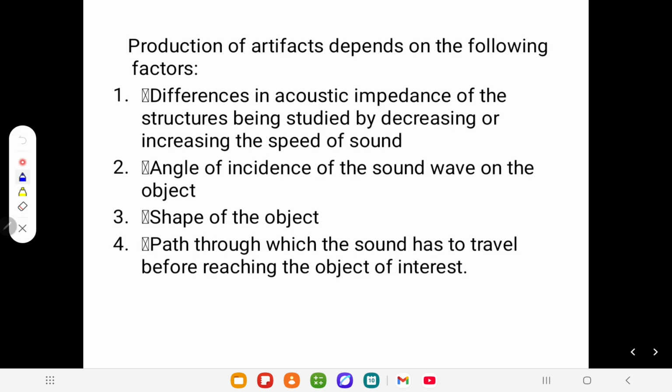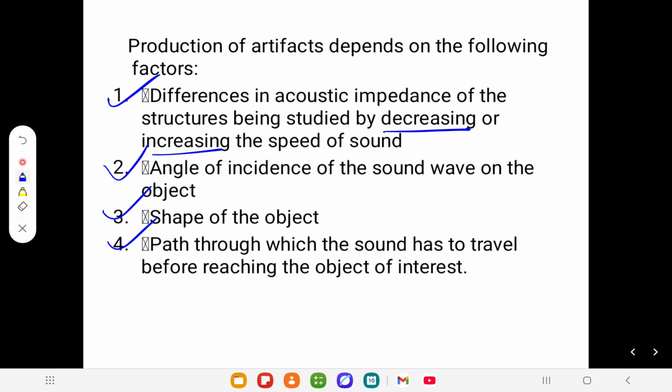It's because of many things. The main factors are four, which are very important. The production of artifacts depends on the following factors. Remember these four factors. First, the difference in acoustic impedance of the structure being studied, by decreasing or increasing the speed of sound. Some media have higher intensity with an increase in speed of sound, and some media have lower intensity with a decrease in speed of sound.